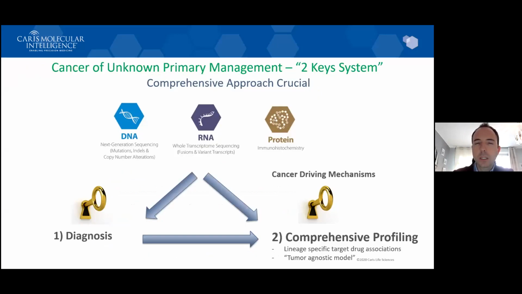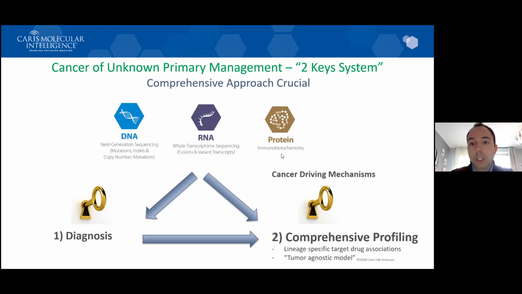So if it's like this, what should you do then? Basically, this is kind of a two-key system. On one side, you have the key of the diagnosis. Of course, it is precious, and of course, it is necessary to clarify where your cancer of unknown primary is coming from. We discussed this already in the first speeches we heard today, and basically it's clear.